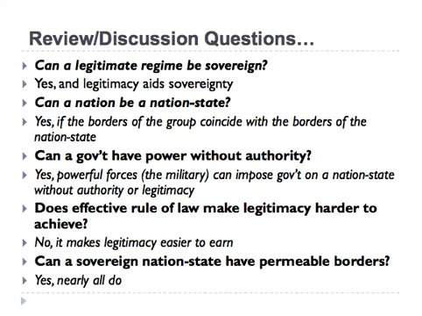So a couple questions. Can a legitimate regime be sovereign? Yes. Can a nation be a nation-state? Yes, if the borders of the group coincide with the borders of the nation-state. Can a government have power without authority? Yes, powerful forces like the military can impose government on a nation-state without actually having the authority or the legitimacy from maybe a constitution to do so. Does effective rule of law make legitimacy harder to achieve? No, it makes legitimacy easier to earn. And then, can a sovereign nation-state have permeable borders? Yes, nearly all have permeable borders.